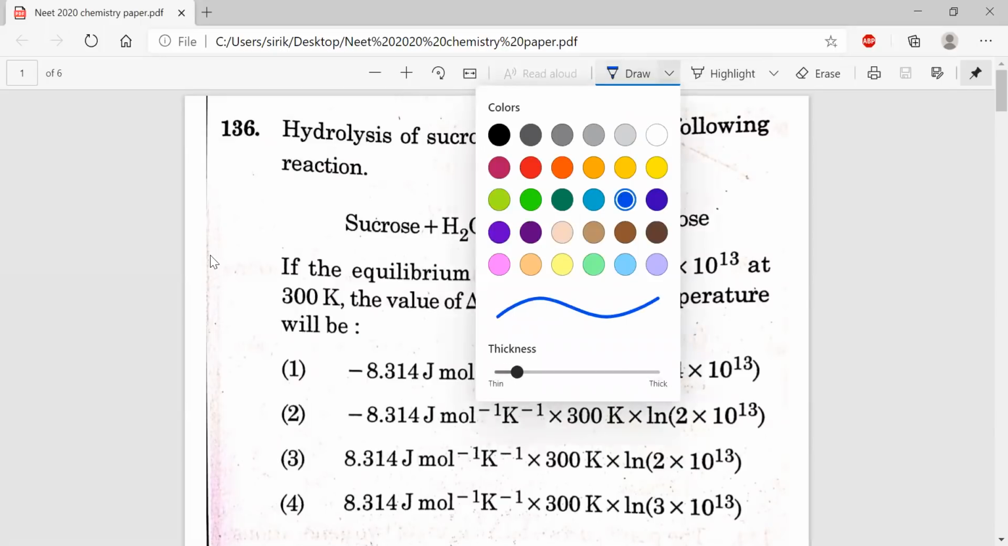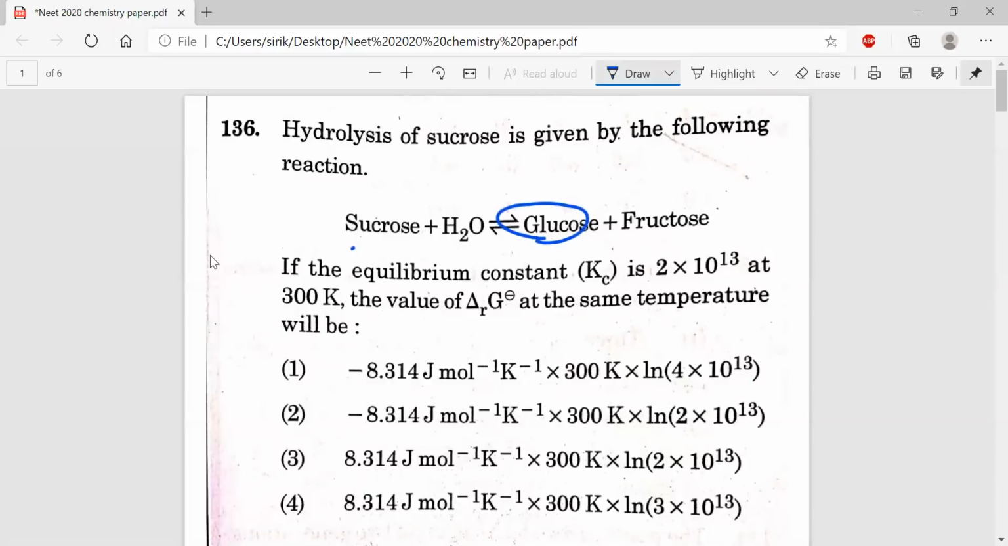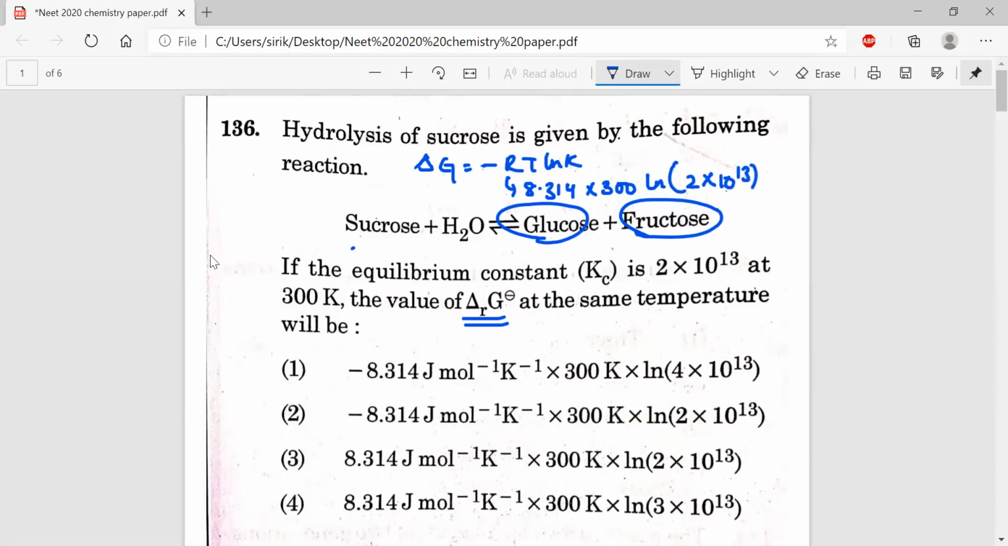Hydrolysis of sucrose is taking place and we are getting glucose and fructose, and they're asking us to find delta G in the question. Delta G formula is minus RT ln K, and here R value is 8.314 because we want it in joules, and temperature is given in the question, that is 300 Kelvin, and the ln K value is given, that is 2 into 10 power of 13. So as per this, substitute directly, we get option 2.